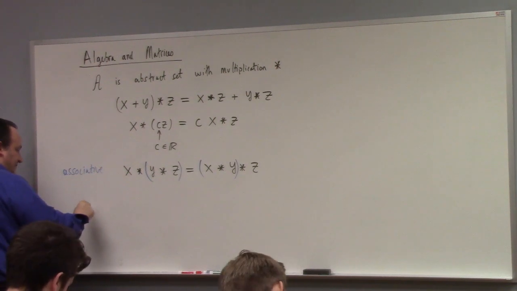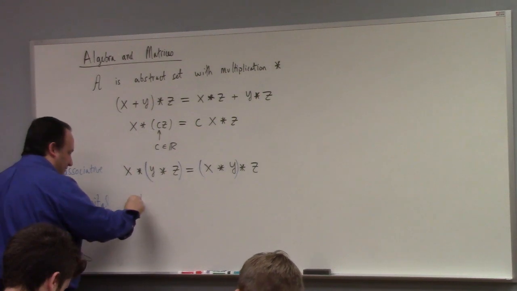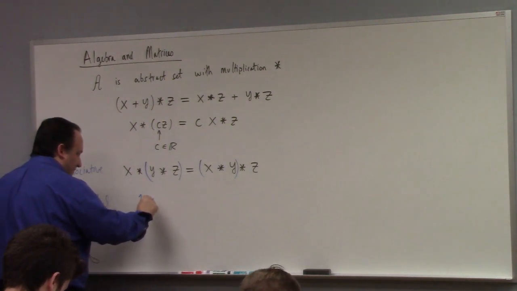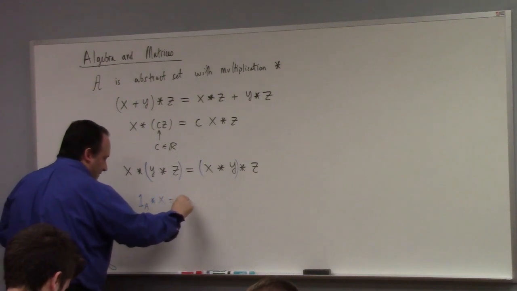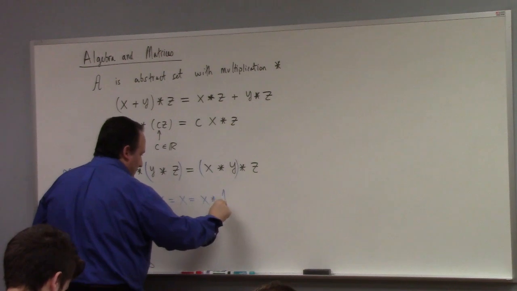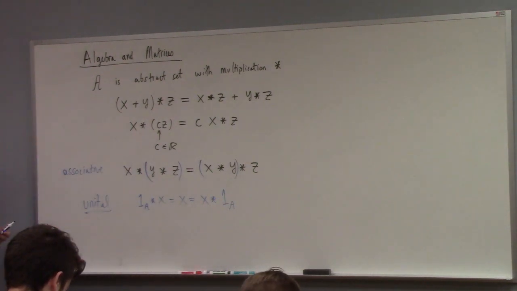I also like my algebras to be what are called unital. A unital algebra is one such that there's some number 1, let's say 1 sub A in A, such that 1 sub A times x is equal to x is equal to x times 1 sub A. All right.